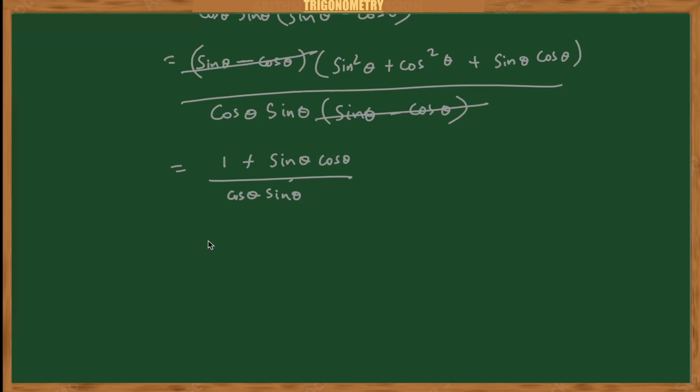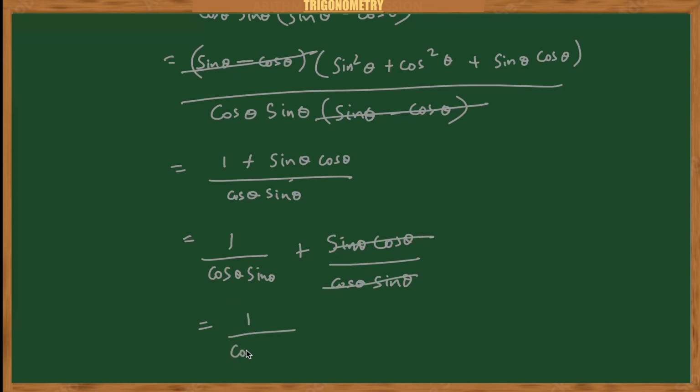So we took the LCM, now we'll do the reverse of it. So 1 by, it can be represented as 1 by cos theta into sin theta plus sin theta into cos theta over sin theta. Okay, so cos theta into sin theta is nothing but sin theta into cos theta. It can be interchanged. So this gets cancelled. So this becomes 1 by cos theta into sin theta plus 1.